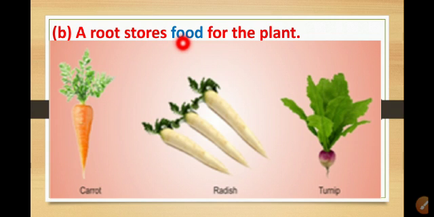Food. So you can see in these pictures there are different roots, and these roots store food for the plant. Carrot, radish and turnip, these are the examples of the tap roots, and they store much food for the plant. So a root stores food for the plant. The answer is food.